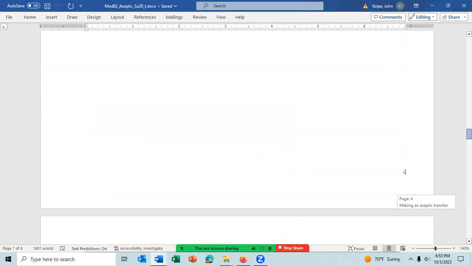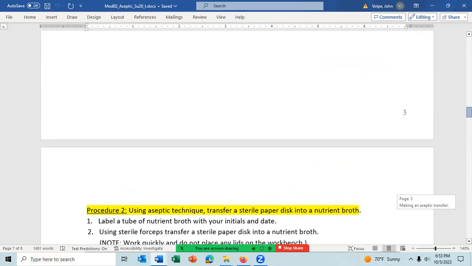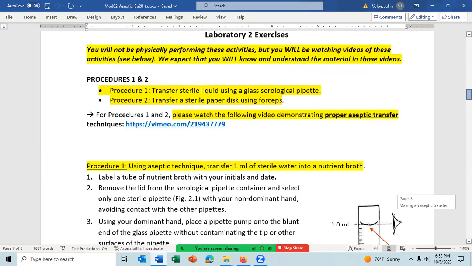All right, procedure 2, you're going to be transferring a sterile paper disc using sterile forceps. And we do have a video for you to watch demonstrating proper aseptic technique. So you should watch that video while doing this lab.